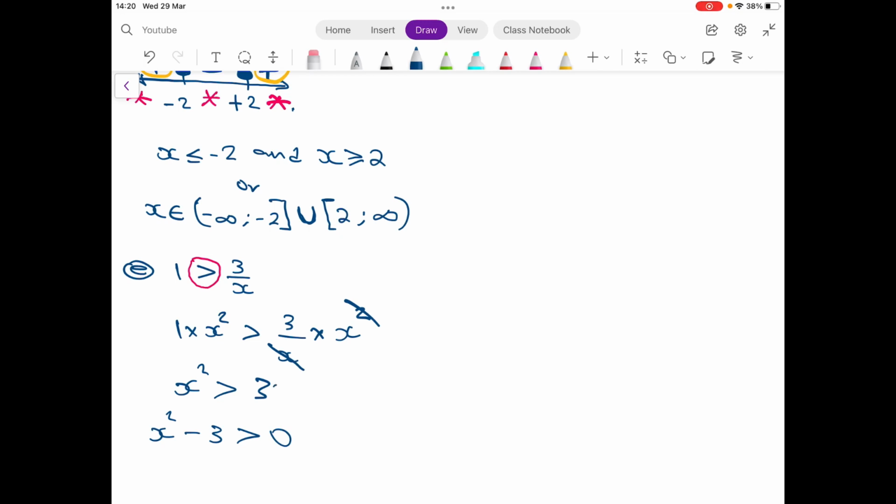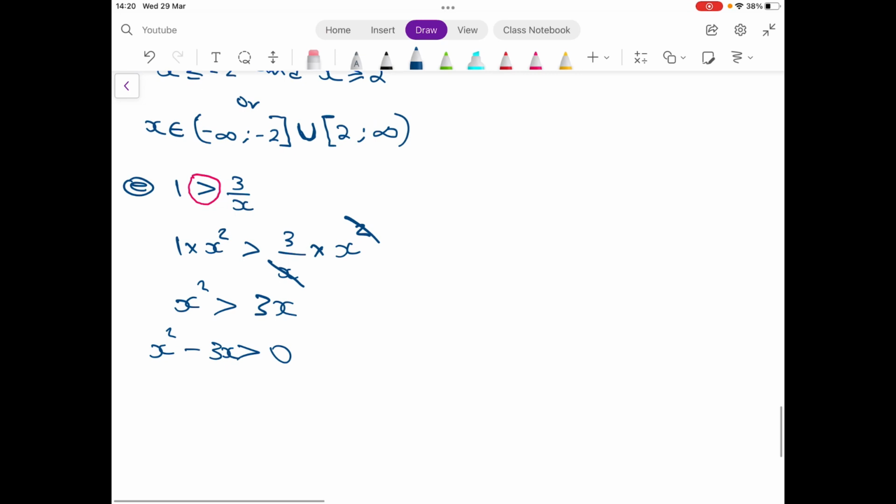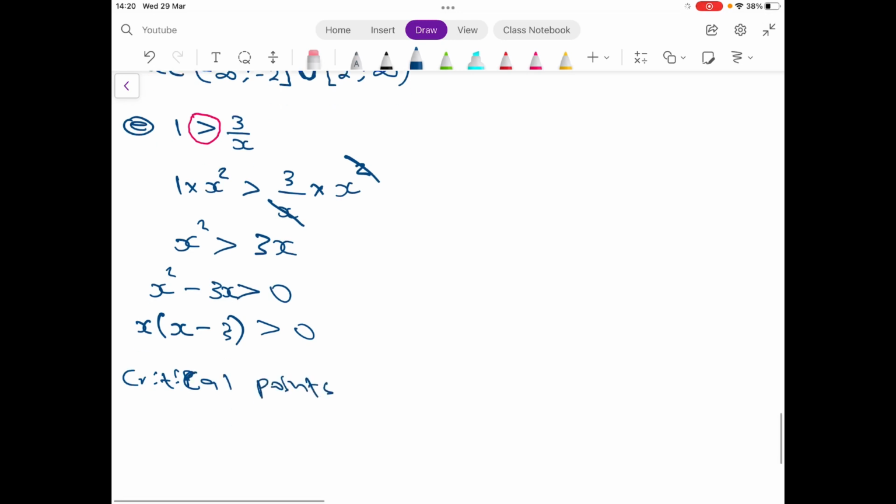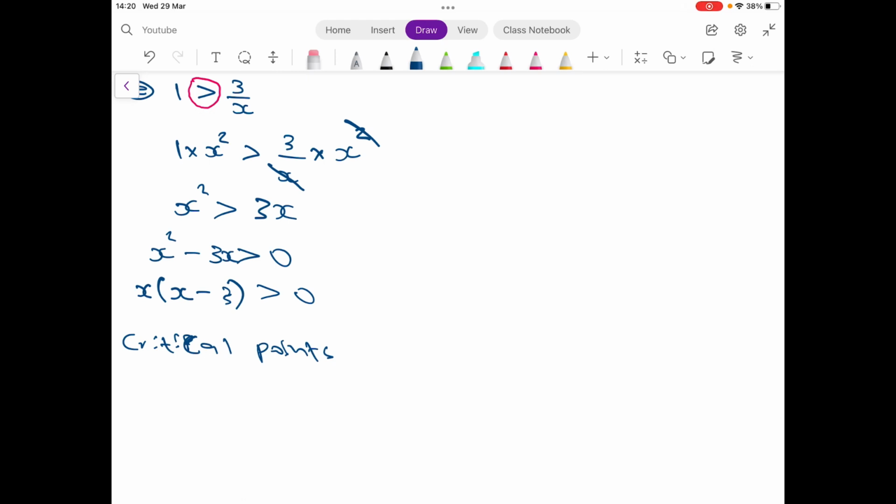Oh, it's 3x, not just x. Sorry, people. And then we just factorize now. This is going to be x times x minus 3 being greater than 0. So we have our critical points at this point. In terms of critical points, what do we have? We have x equals 0 and x equals 3.